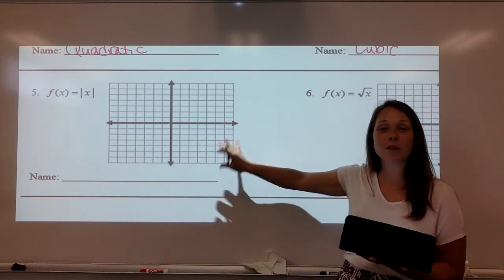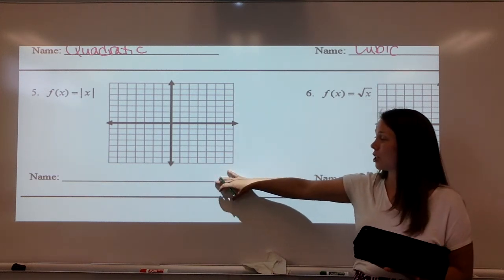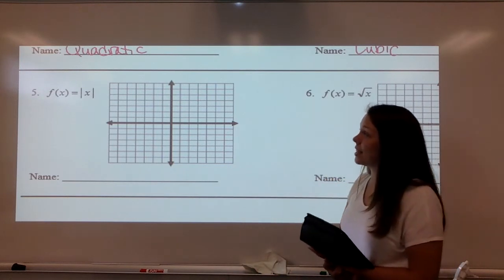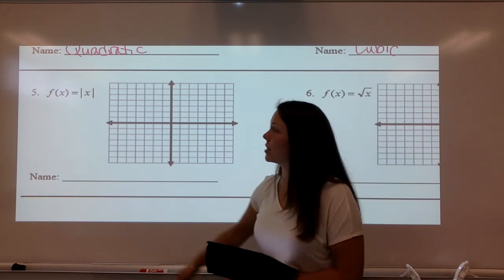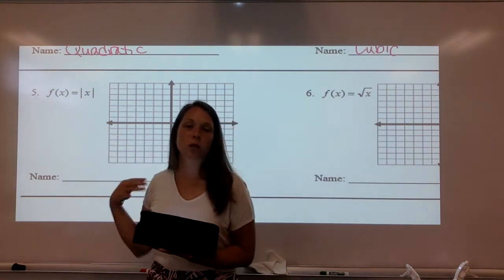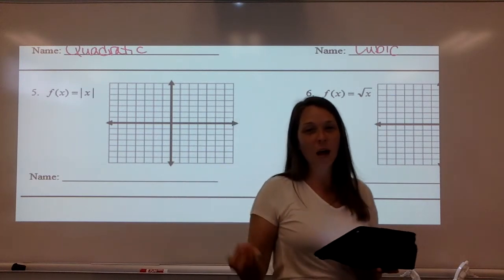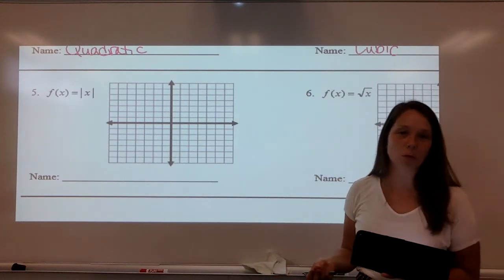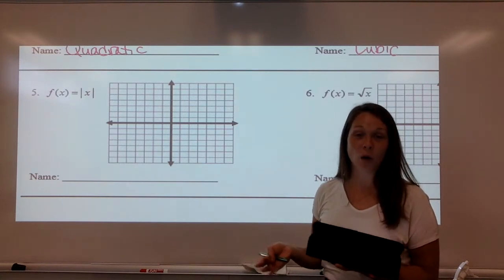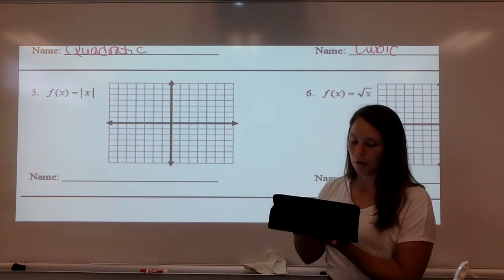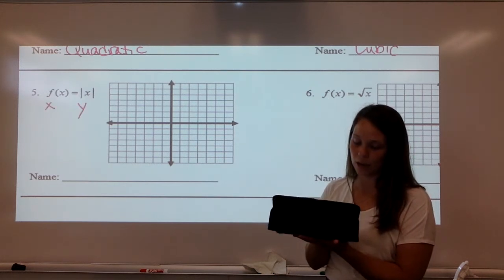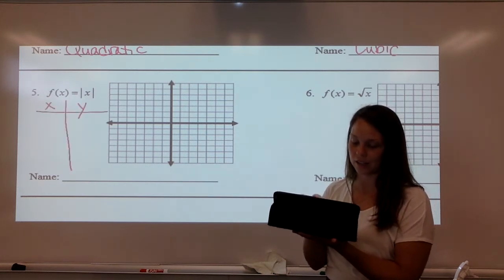Right, ladies and gentlemen, so now we're taking a look at function number 5 for the 1.1 notes. It says f of x equals the absolute value of x. I know it's absolute value because that's what those bars are representing, which means any number we plug in, we're looking at what is the distance of that number from 0. So we will only get positive values back out for our y values here because distance is always a positive number. You can't go back in time, right? Or have a negative distance.